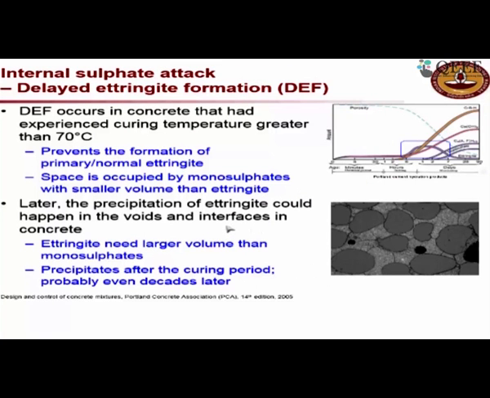But the problem happens, or what we call delayed ettringite formation, when the concrete is exposed to a temperature which is greater than approximately 70 degrees Celsius. So you can think about, if you are doing construction during the summer and then in the afternoon, the temperature of the concrete, not the ambient temperature we are talking about, the temperature inside the concrete.